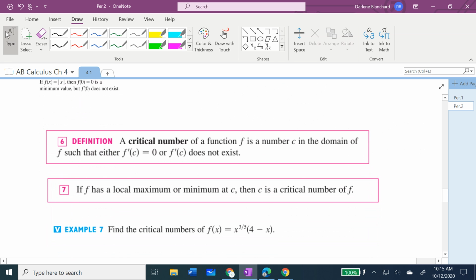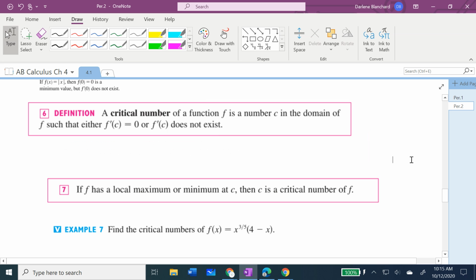And now we get an important vocabulary word. You must know this vocabulary word. Critical number. Critical numbers are values of x where the derivative is equal to 0, or the derivative does not exist. And we call them critical numbers because they're places that something important might be happening.